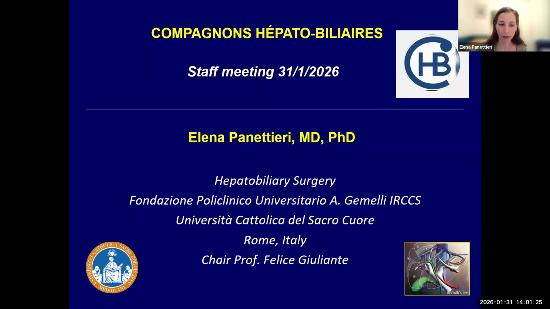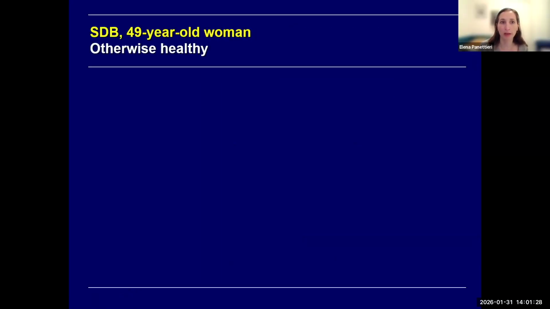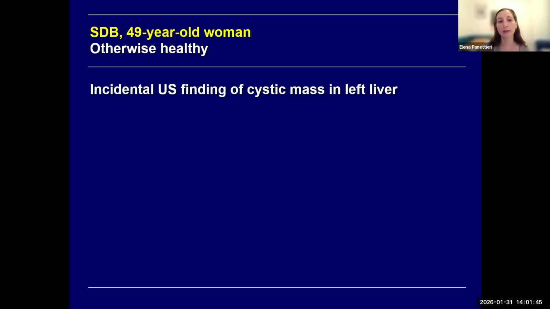Good afternoon, everyone. This is the case I will present. We're talking about a 49-year-old woman in good health, with no other relevant diseases in her past medical history. This patient underwent an ultrasound of the abdomen for other reasons, and there was an incidental finding of a cystic mass in the left liver.